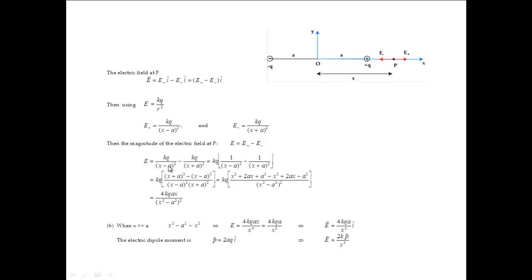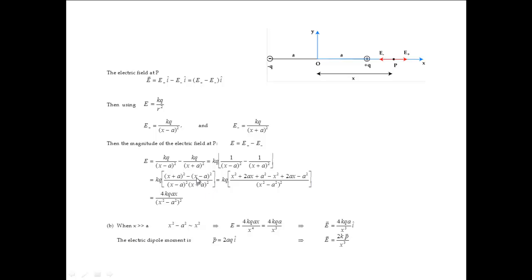And the strategy in combining these two is familiar, and we just want to get them over a common denominator. So when we factor out the kq, we've got these two terms that have different denominators. Well, the first term we're going to multiply the top and the bottom by x plus a squared. The second term we're going to multiply top and bottom by x minus a squared. And that gives us kq times x plus a quantity squared minus x minus a quantity squared over the denominator, which is now the product of the two individual denominators in the original expression.